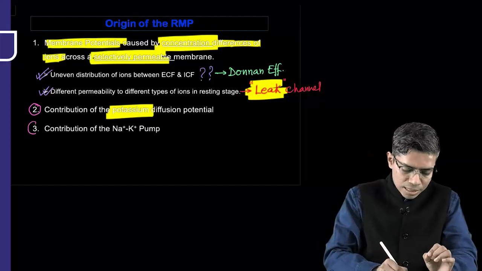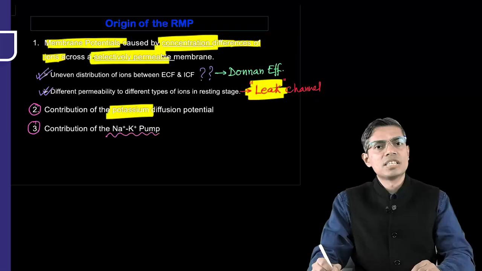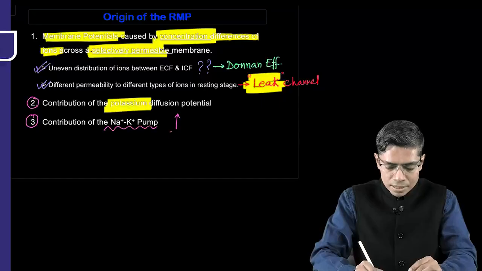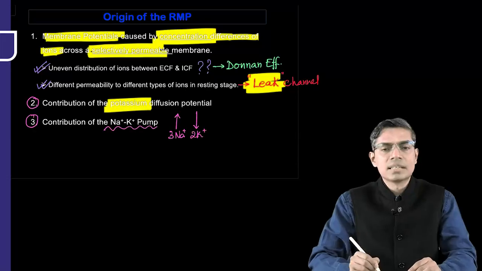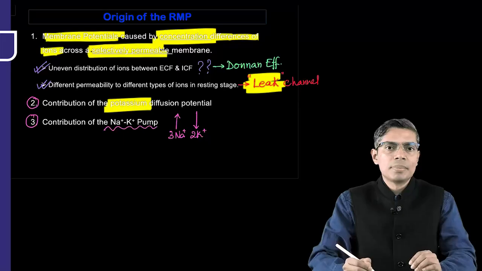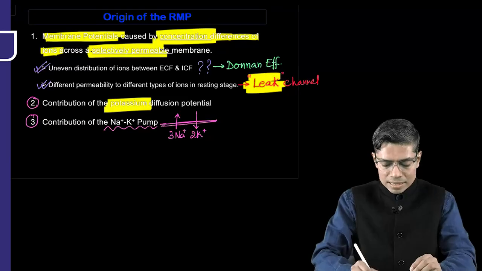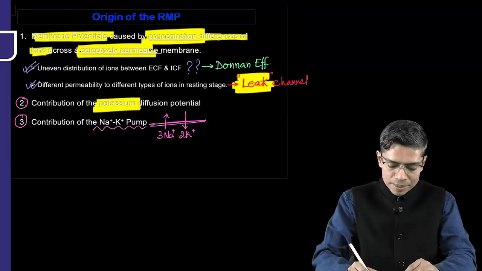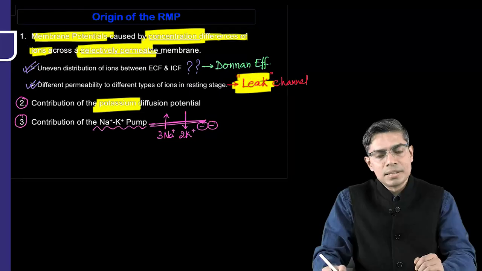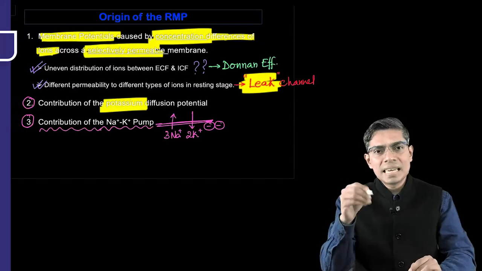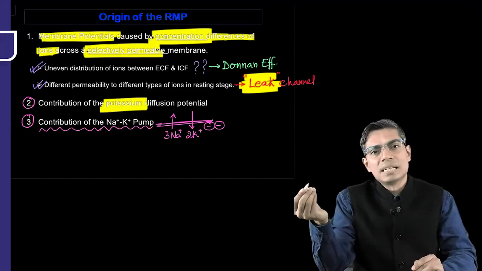And the third role is the contribution of the sodium potassium ATPase pump. We have seen the sodium potassium ATPase pump. It throws 3 molecules of sodium outside the cell and takes back 2 molecules of potassium inside the cell. So this is an electrogenic pump, means if this pump is working, more positive charge is going out of the cell and fewer positive charges are coming back. So what will happen? Automatically the membrane voltage will be on a more negative side. So basically the sodium potassium ATPase pump keeps the RMP in a more negative condition.